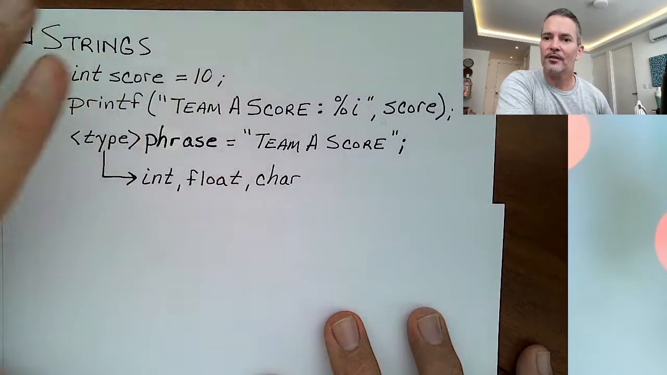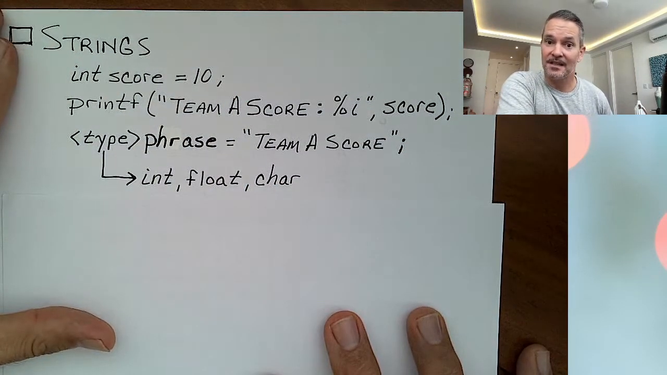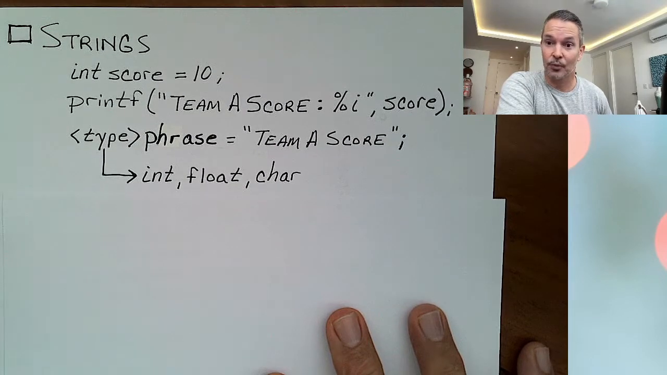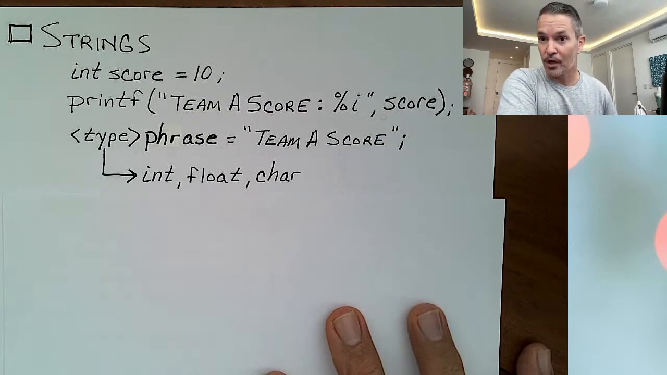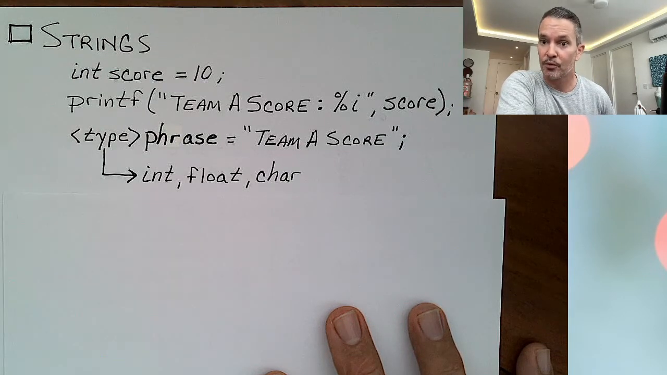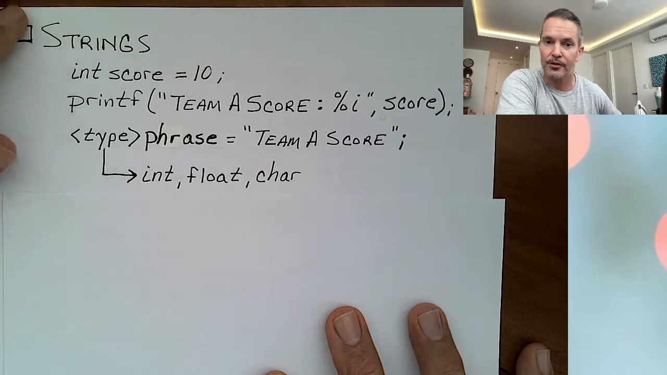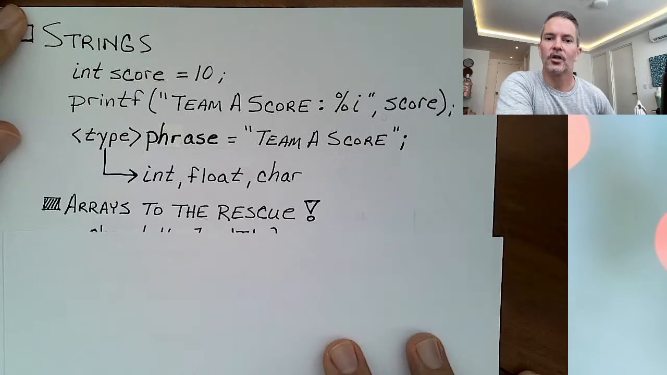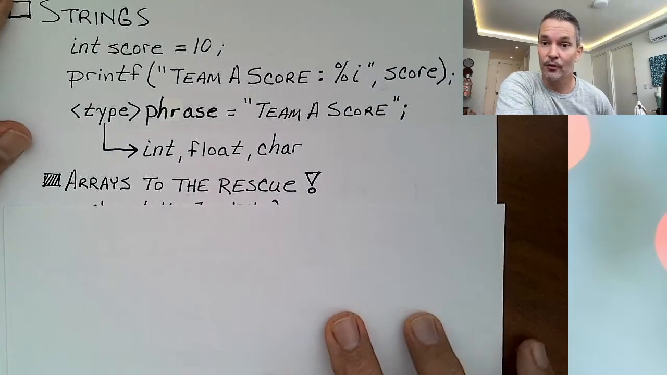So how do we represent strings in the C language? This is something really common that we want to work with in programs. If you think about a web browser or a word processing application like Microsoft Word or Google Docs, working on collections of words and strings is something that we do a lot with computers. All right, arrays to the rescue.